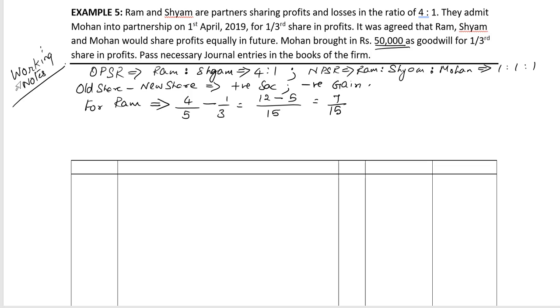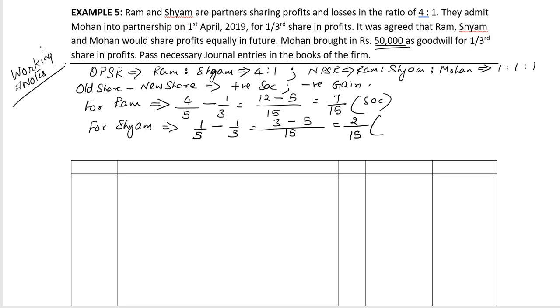(7/15), positive figure, Ram sacrifices. For Shyam, 1/5 minus 1/3, a (-2/15), Shyam gains.